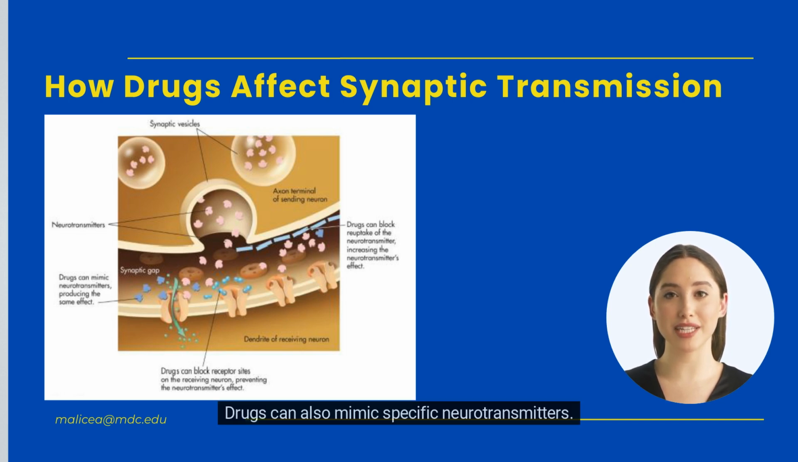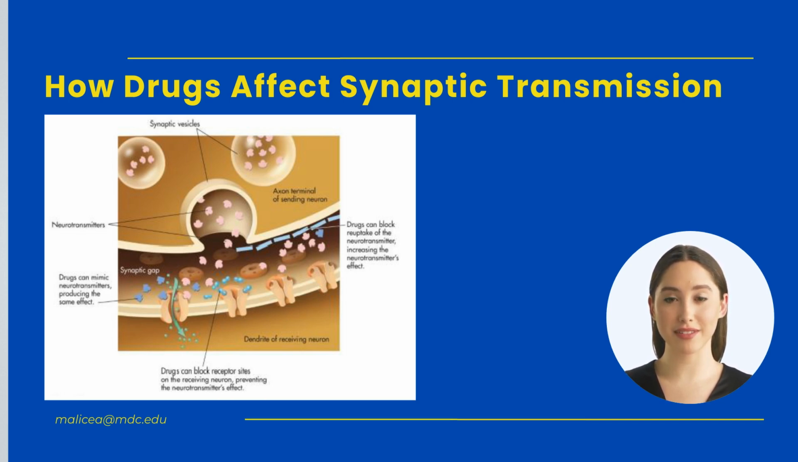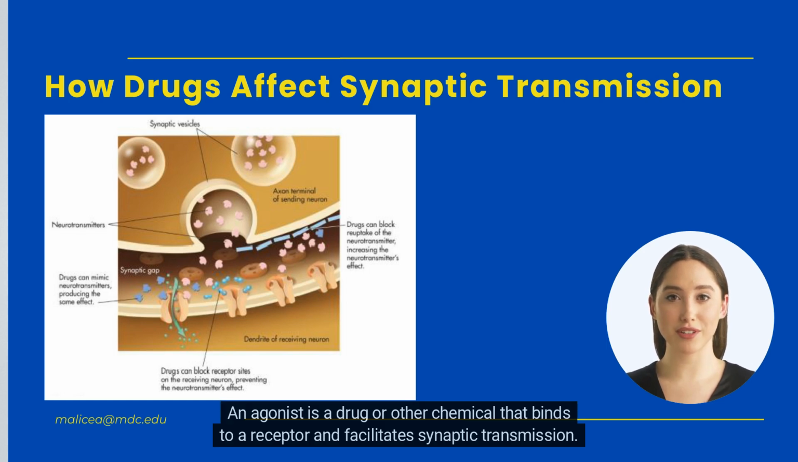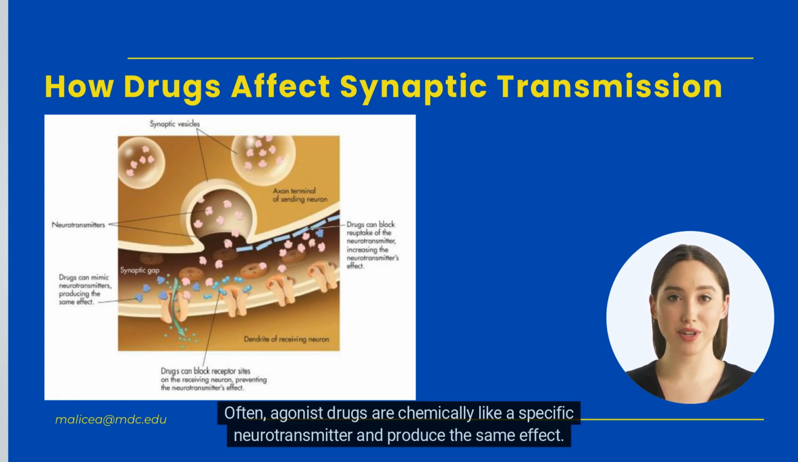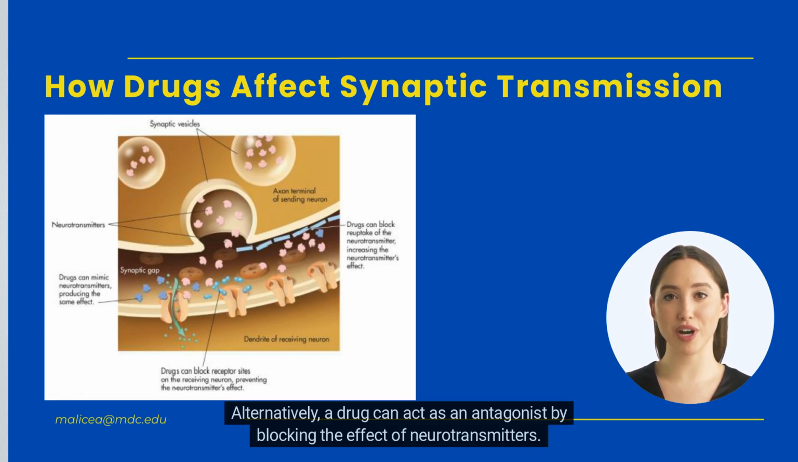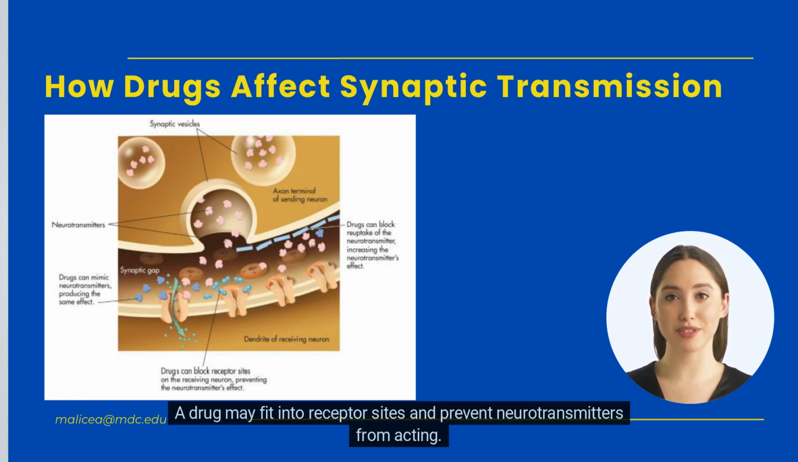Drugs can also mimic specific neurotransmitters. An agonist is a drug or other chemical that binds to a receptor and facilitates synaptic transmission. Often, agonist drugs are chemically like a specific neurotransmitter and produce the same effect. Alternatively, a drug can act as an antagonist by blocking the effect of neurotransmitters. A drug may fit into receptor sites and prevent neurotransmitters from acting.